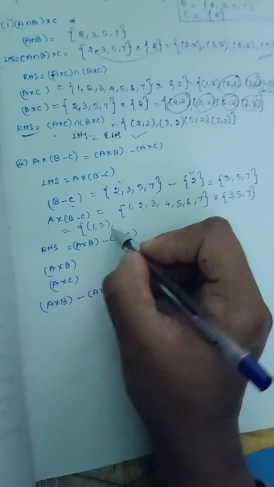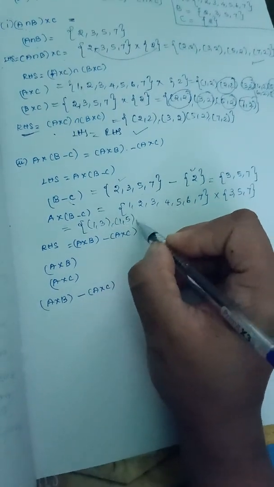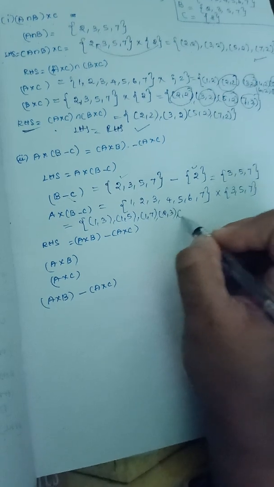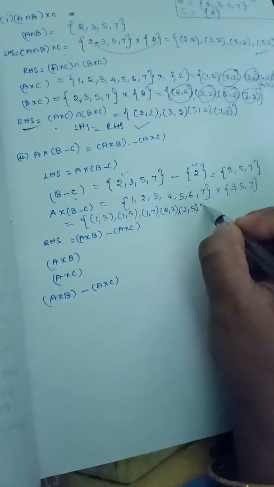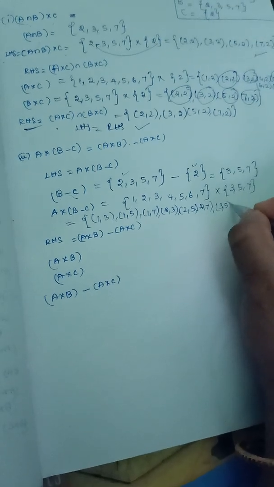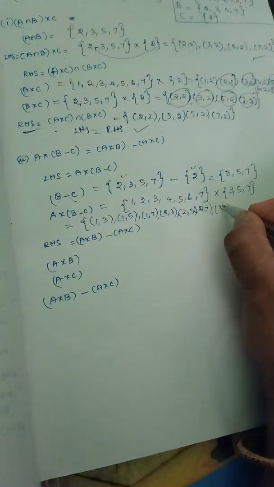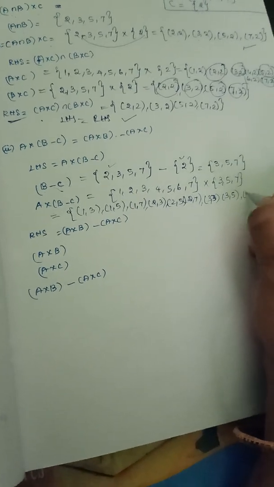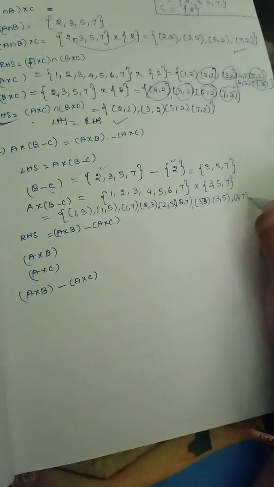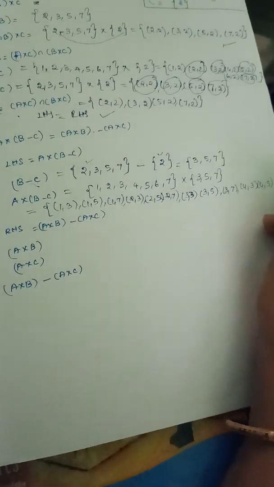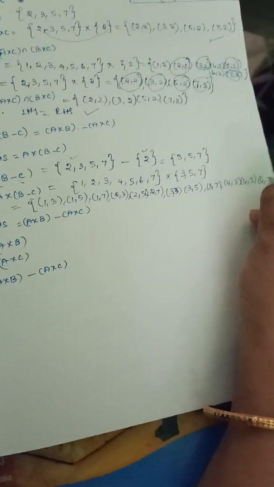1, 3, 1, 5, 1, 7. Next 2, 3, 2, 5, 2, 7. Next 3, 3, 3, 5, 3, 7. Yes, first 3, 3. Next 3, 5, 3, 7. Next 4, 3, 4, 5, 4, 7.